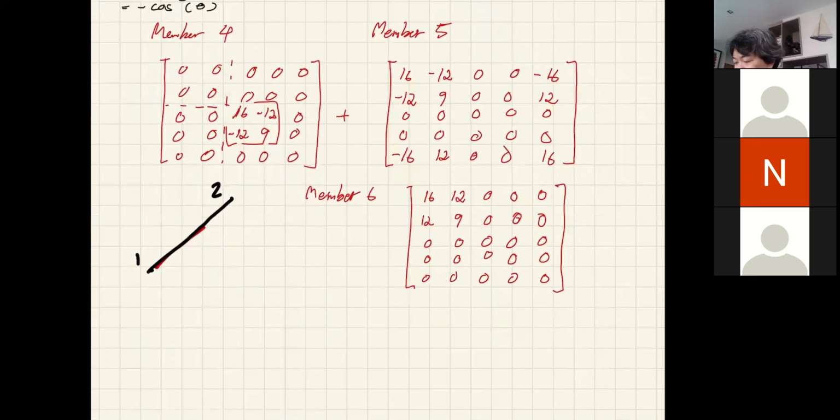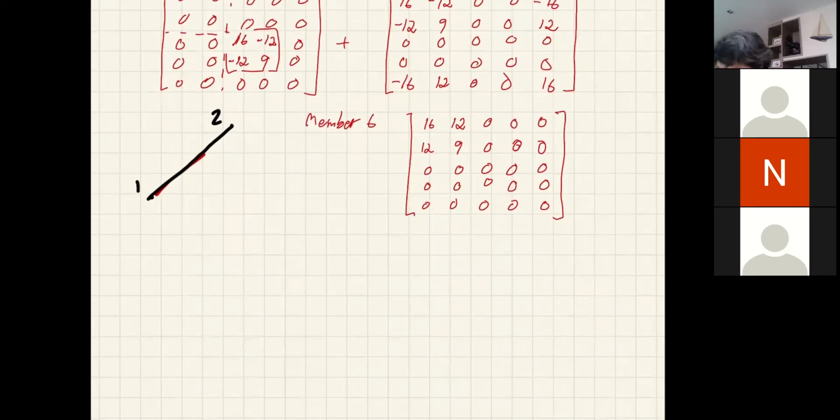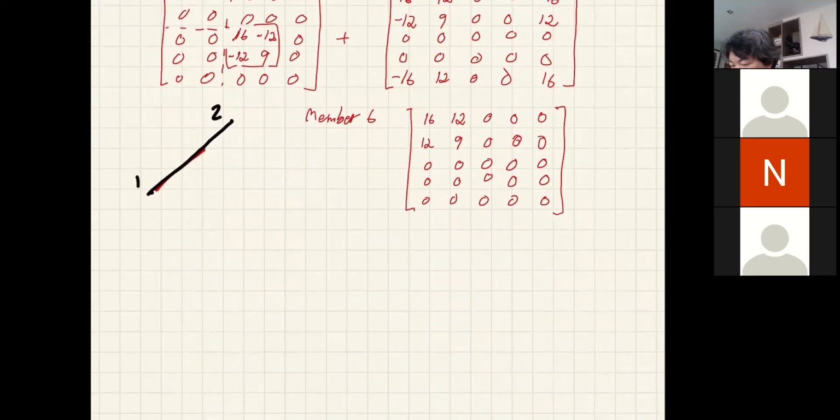Right? And then member 7, it's this one, with the orientation 1 and 2, but I remember that this is a tricky code, so it's 3, 4, 1, 2, right? So let's write the code for this. This is 1 and 2, so it goes up like this.